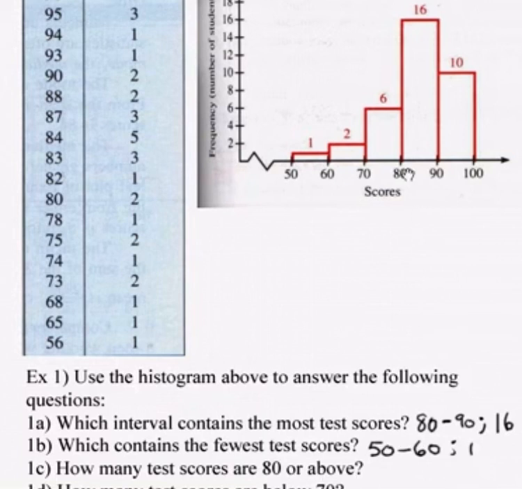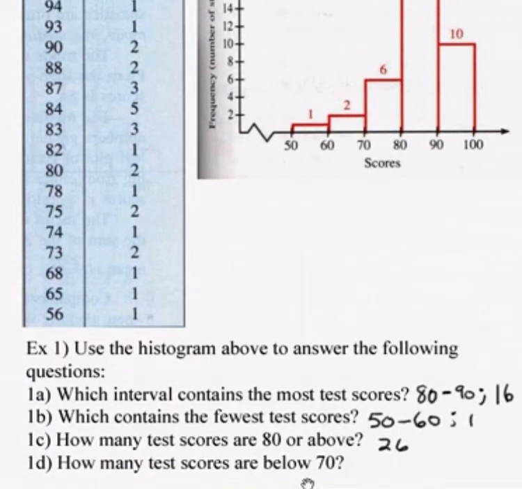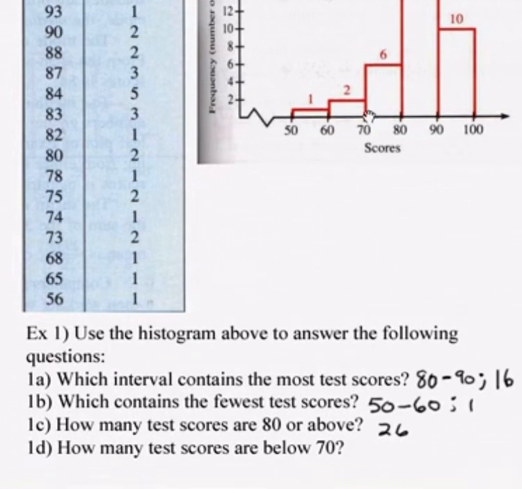How many test scores are above 80? Well, we've got 16 plus 10 more, so there are 26. How many test scores below 70? Well, here's 70. There's 2 plus 1 more, or 3.